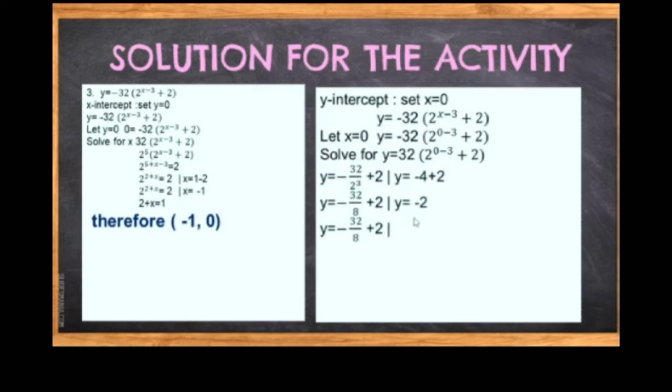Then y is equal to negative 32 over 2 cubed plus 2. Remember, when you bring down the expression, negative 3 will become positive. So, y is equal to negative 32 over 8 plus 2, because 2 cubed is equal to 8. Negative 32 over 8 is equal to negative 4, copy 2. Then negative 4 plus 2 is equal to negative 2. Therefore, the y-intercept is at (0, -2).